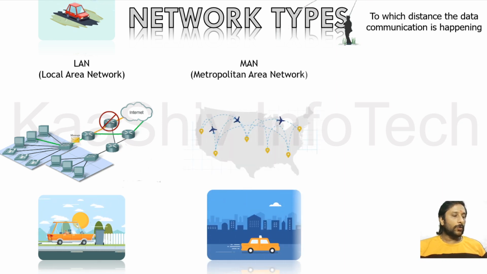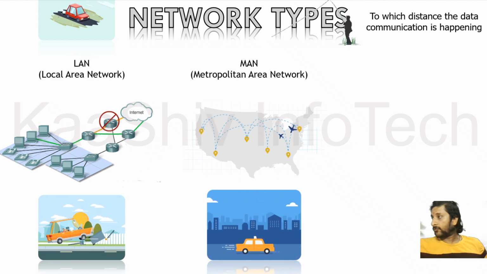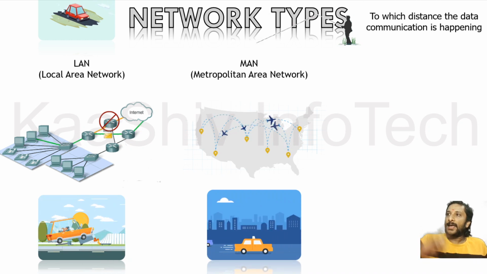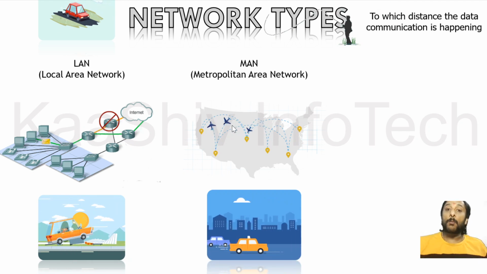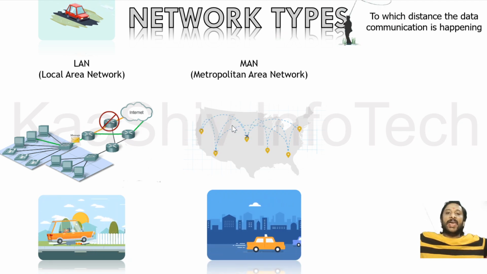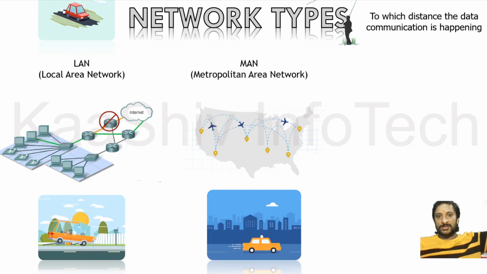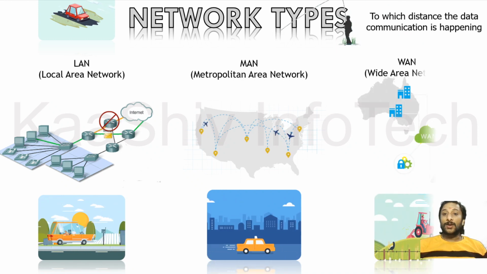From there, I have communication happening between cities. I have a friend in Bangalore, and I'm in Chennai. I say, hey, how are you, man? And we are both communicating. So the communication is happening among the cities. It is like the communication is broadened. It's a metropolitan area network.